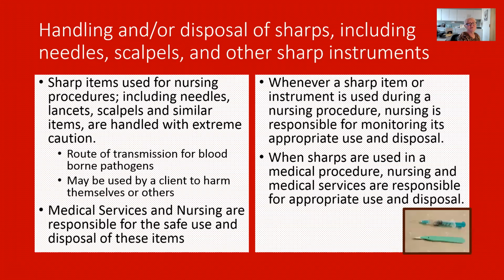Sharp items used for nursing procedures, including needles, lancets, scalpels, and similar items, are handled with extreme caution. Route of transmission for bloodborne pathogens may be used by a client to harm themselves or others. Medical services and nursing are responsible for the safe use and disposal of these items. Whenever a sharp item or instrument is used during a nursing procedure, nursing is responsible for monitoring its appropriate use and disposal.